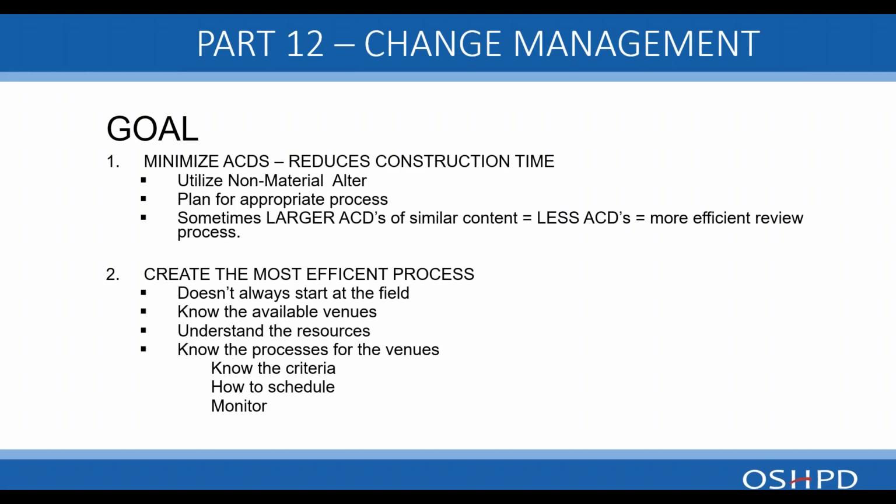Plan for appropriate process, and sometimes larger ACDs of similar content equal less ACDs. I know a lot of design teams want to send in small ACDs because it's quick turnaround time, which in some cases is appropriate, but in other cases, when there's information of similar content, it's sometimes more efficient to submit a larger ACD so that the whole thing can get reviewed at once rather than submit 8 small ACDs. That is, by the way, a very inefficient way for the office to deal with these.